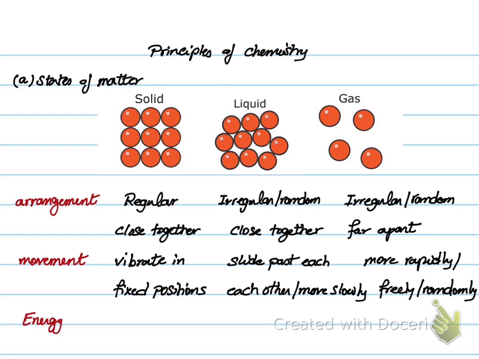For the energy, solid particles have the least energy. For particles of gas, they have the highest energy. Particles of liquid are moderate energy. They are intermediate between the particles of solid and particles of gas. That's for the first point in states of matter, the differences between arrangement, movement, and energy of particles in the three states.